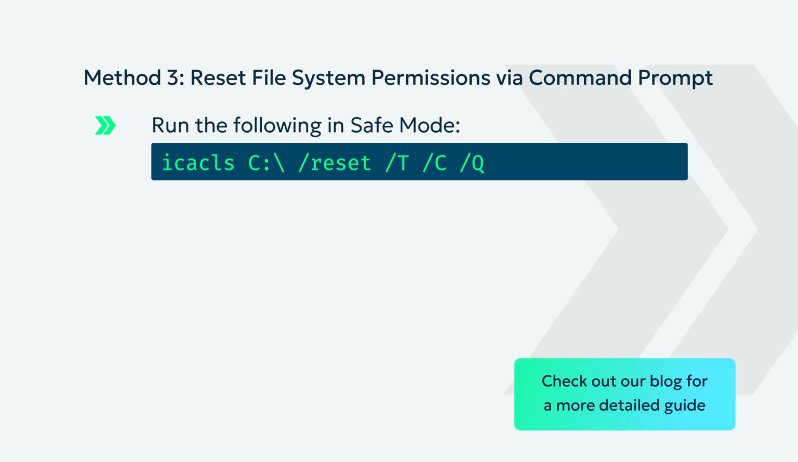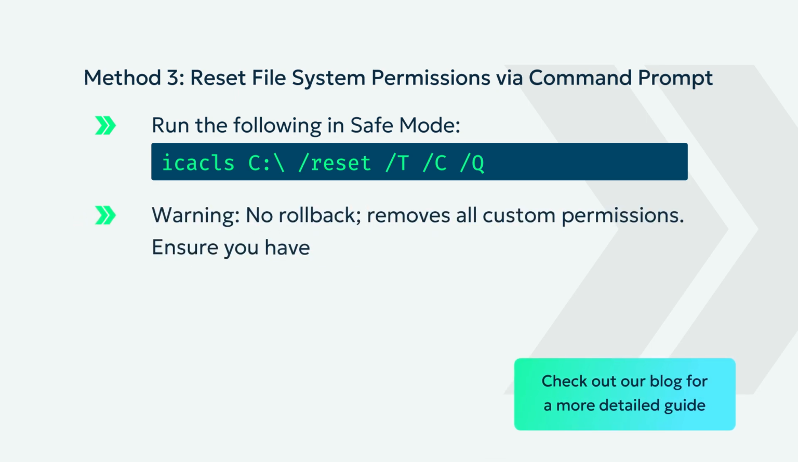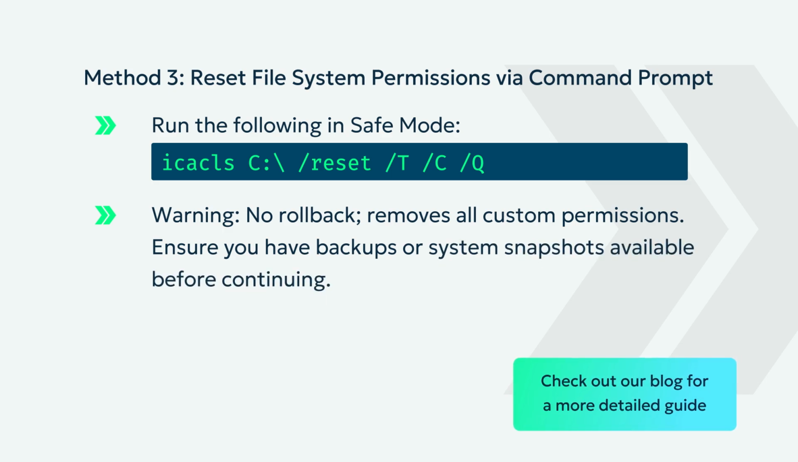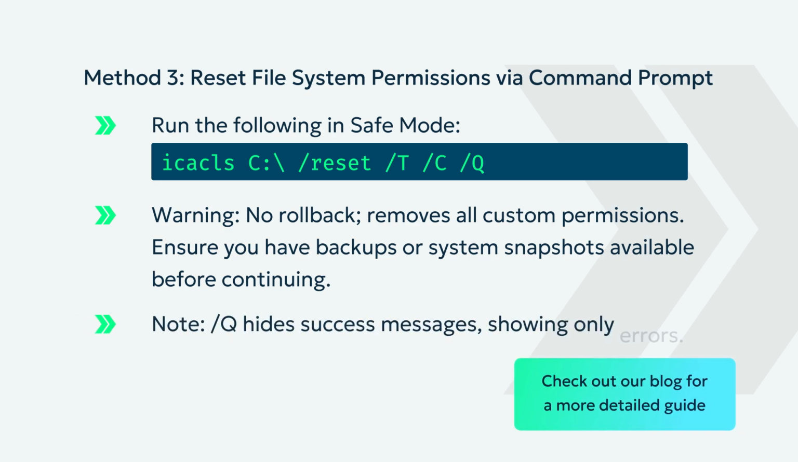As a word of warning, this operation has no rollback mechanism. It will remove custom permissions across the entire drive. Use this only when necessary, and always ensure backups or snapshots are available. Also note, because the /q quiet parameter suppresses success messages, only errors will appear, which can make troubleshooting harder.